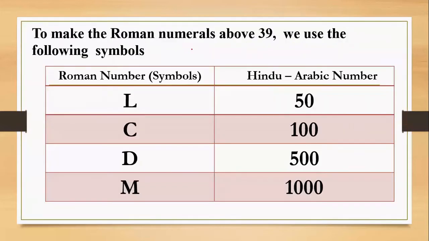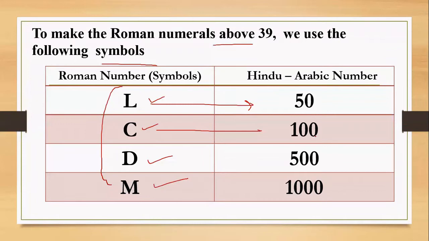To make the Roman numerals above 39, we'll use these bigger value symbols. Here the Roman symbols are L, C, D, M. So today we will learn about these four symbols. L is representing 50 and C is 100. C means century, or you can learn it like this: C century, C 100. D is 500 and M is 1000.